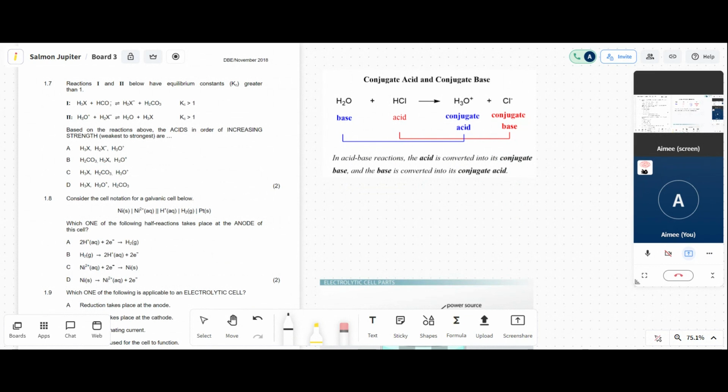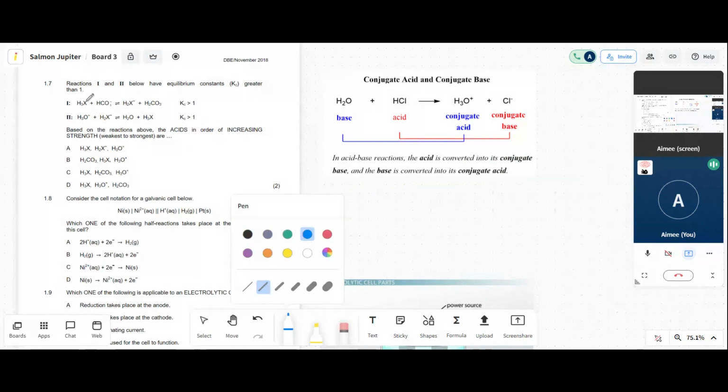Okay, and that's how you identify which one is acting as the acid and which one is acting as a base in the reactions. So we have a look at the first one and say, okay, H3X, when reacting with HCO3 negative, is in fact donating an H, because you can see it goes from being H3X to being H2X minus. It's become negative because it's lost an H, or in other words, a proton.